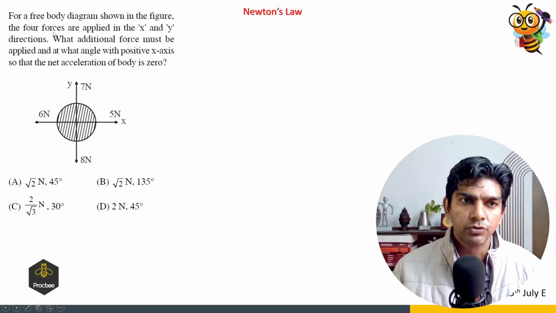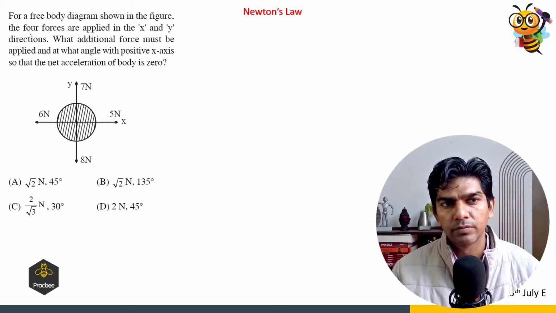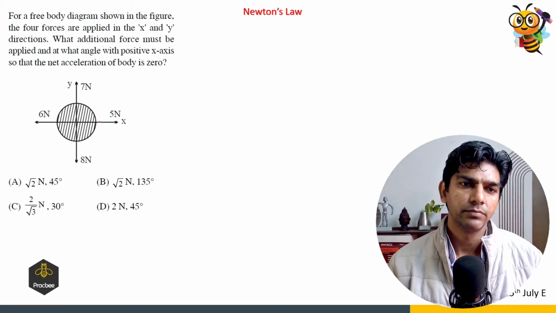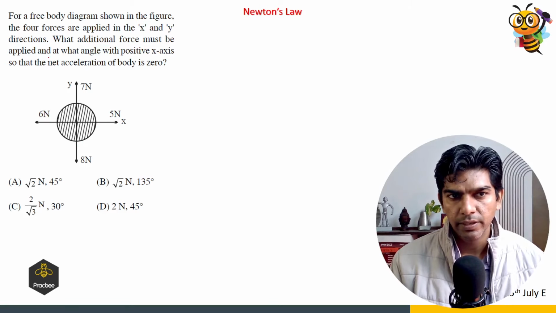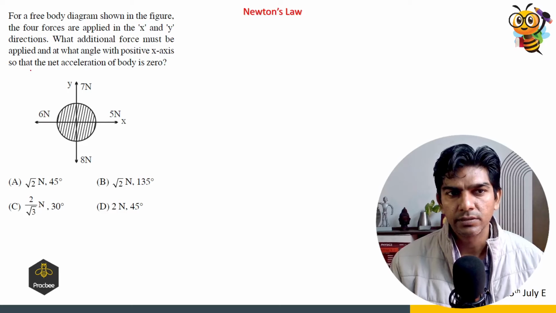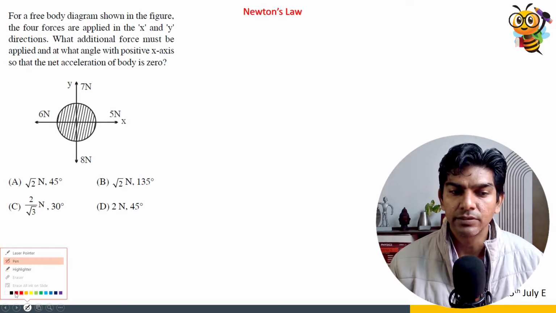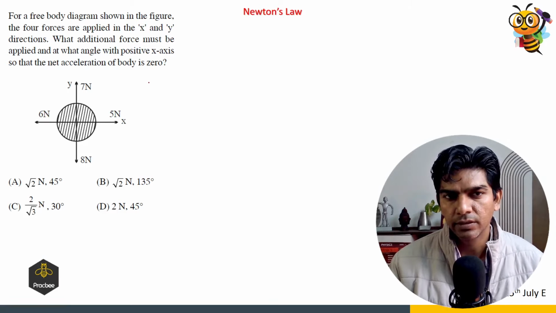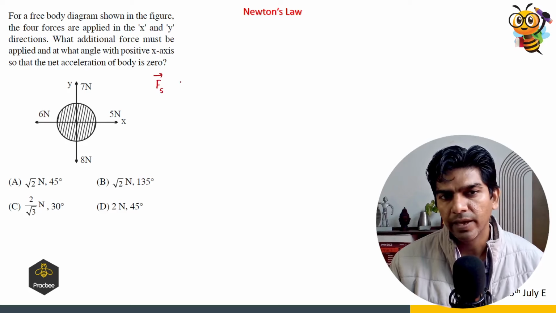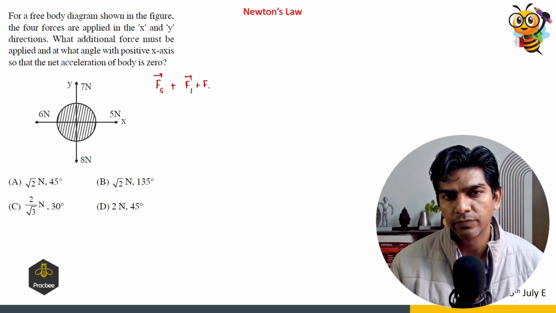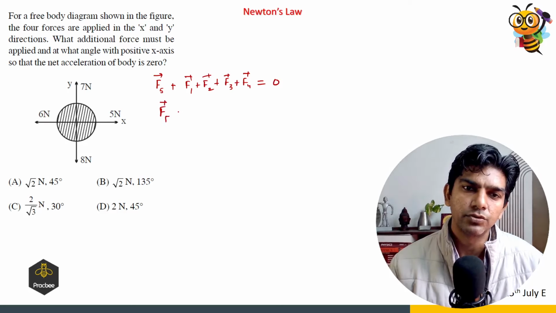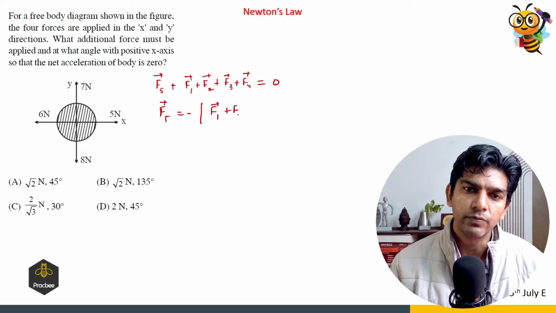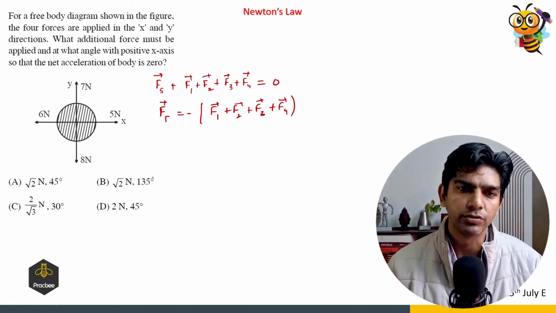Right. So now let us look at this question for a free body diagram shown in the figure. The 4 forces are applied in x and y direction. What additional force must be applied and at what angle with the positive x-axis so that the net acceleration of the body is 0? So to have net acceleration to be 0, net force on the body should be 0. So what we can do, we have these 4 forces. So we can say we are exerting a force F5. If we add F5 to these forces, so let me call this F1 plus F2 plus F3 plus F4, the resultant should be 0. So we can say F5 should be negative of the resultant of F1, F2, F3 and F4, right? So it will be opposite to the resultant of these 4 forces.